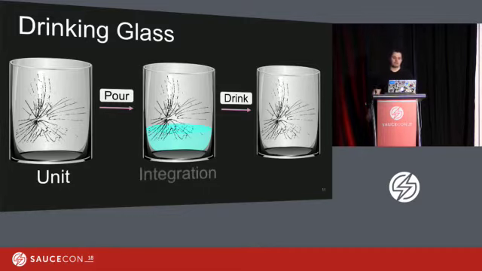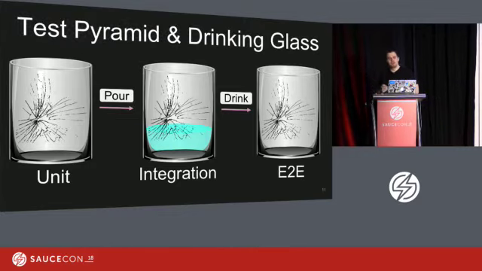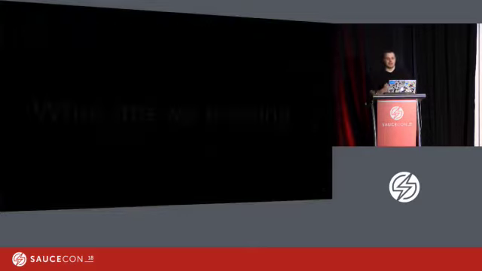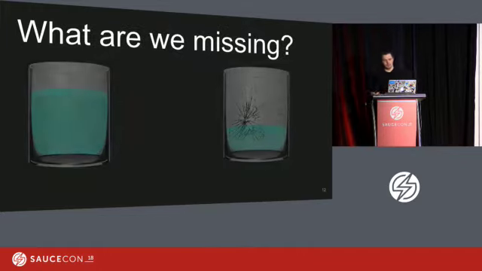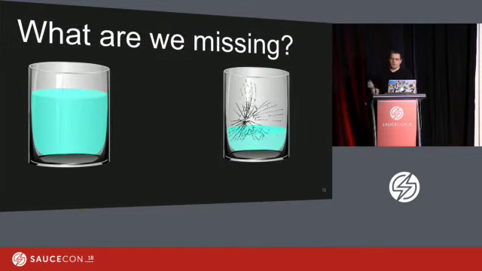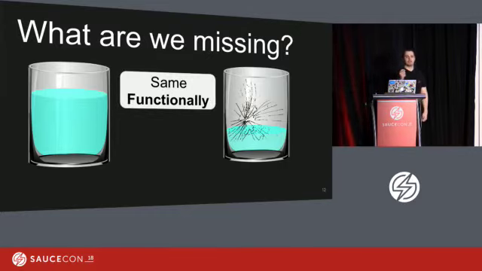And again, it's unit, integration, and end-to-end. So functionally, my goal to drink water was achieved, and I still have a test pyramid applied here. But at the same time, you might be asking yourself, is anything missing? You probably noticed that in these two glasses, the amount of water is different. And visually, these two glasses are different. At the same time, the same function of me feeling thirsty and drinking this water was achieved. So functionally, they are both the same.